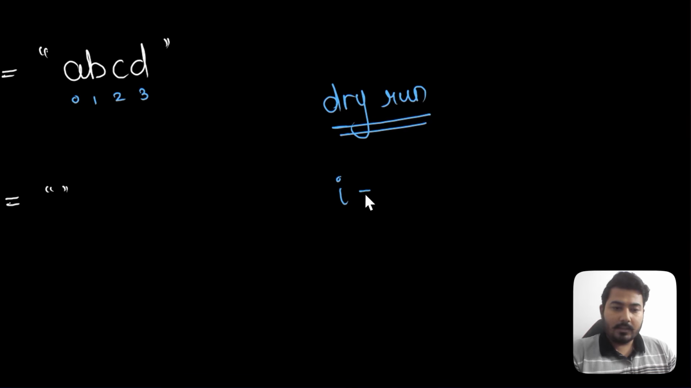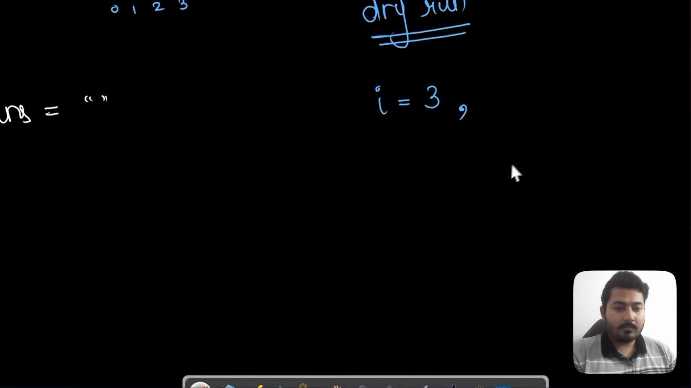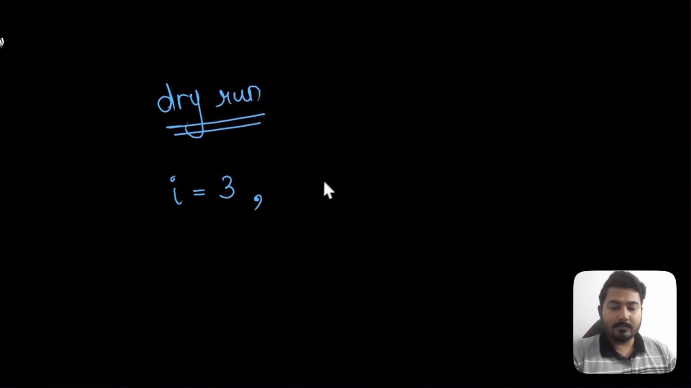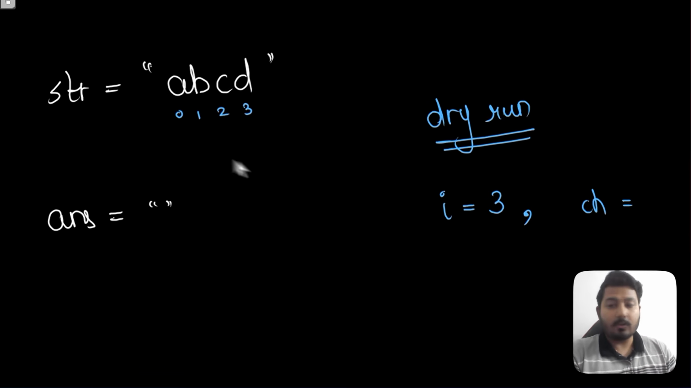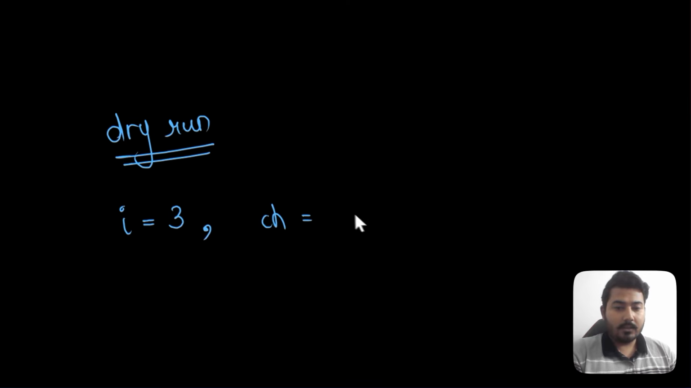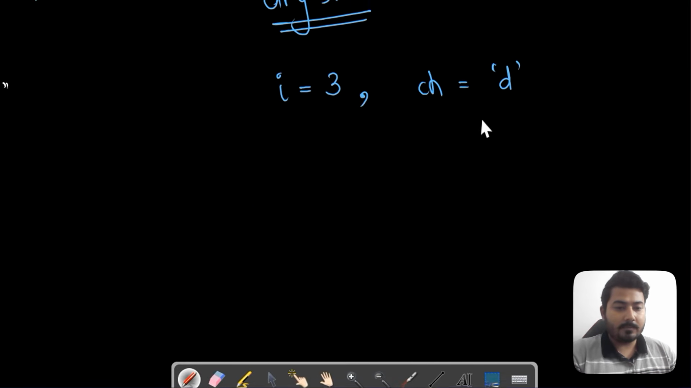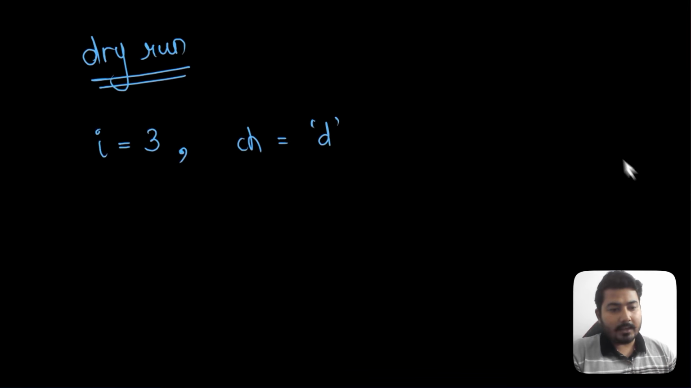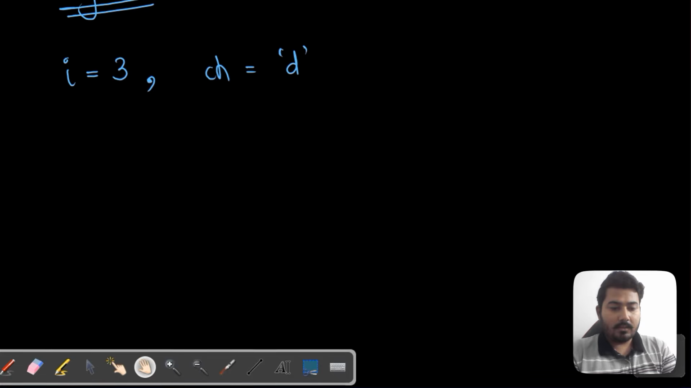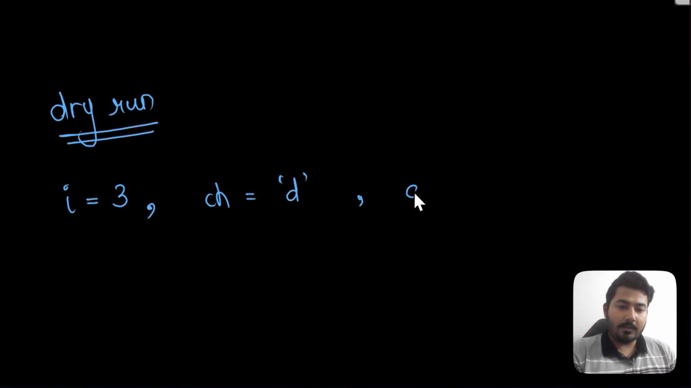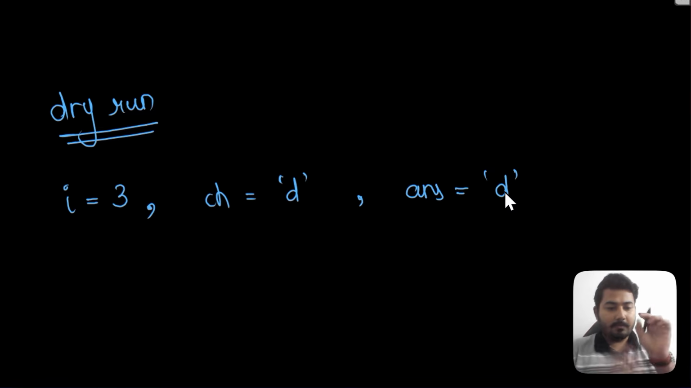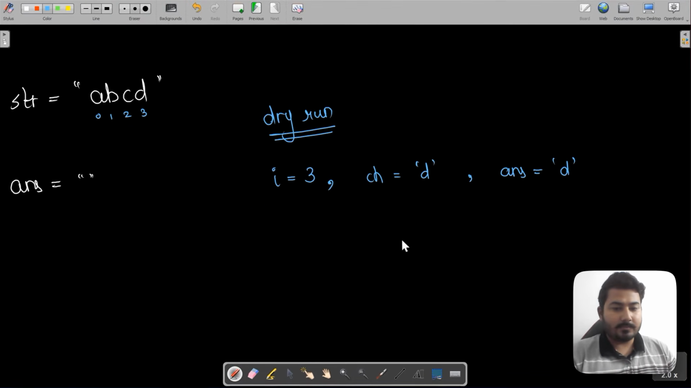If you do that, your very first index that you will traverse is going to be 3. You will pick the character from your str, the input string, which you will get as D only, and insert that character in the answer string. What will happen to your answer string if you do that? It will become D only. Pick the D and place it in the answer.